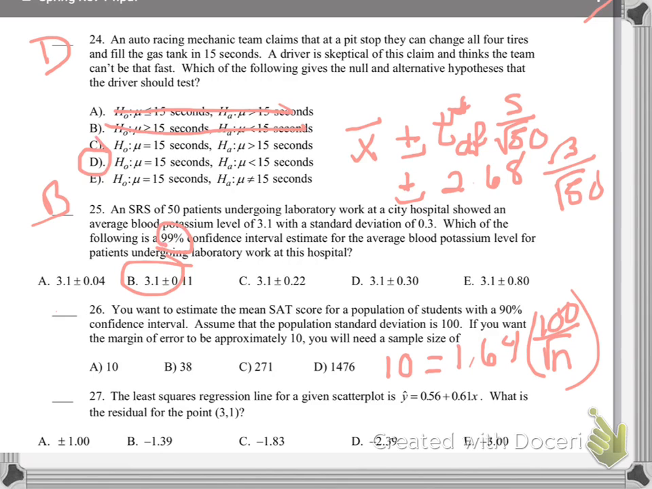So the first thing I'm going to do is take 10 and divide it by 1.64. And I get 6.09. So 6.09 is equal to 100 divided by the square root of n.